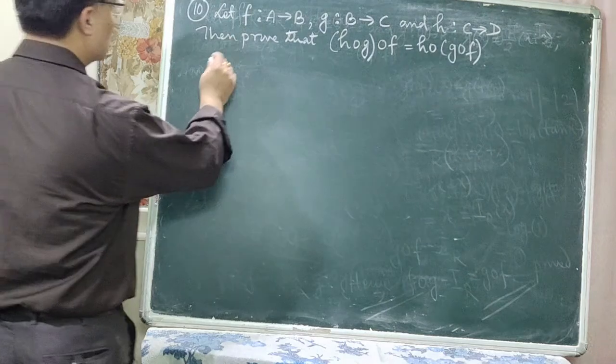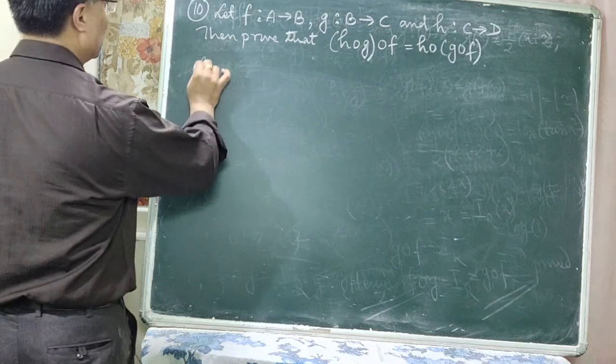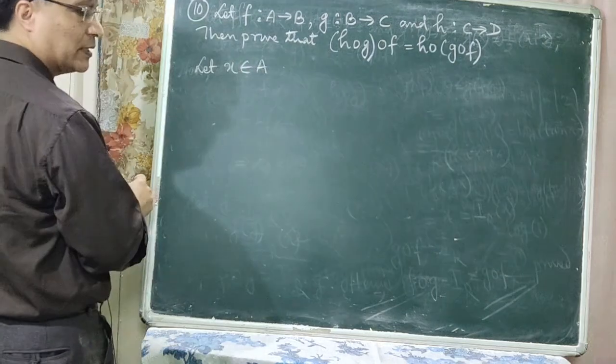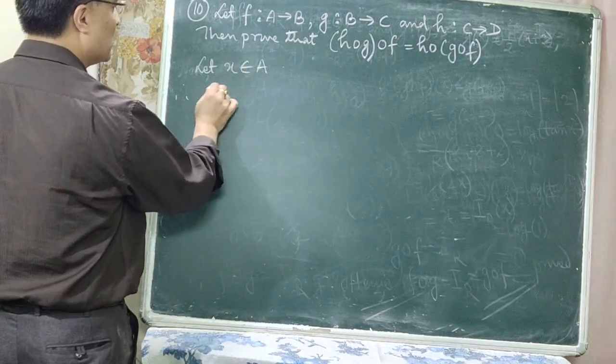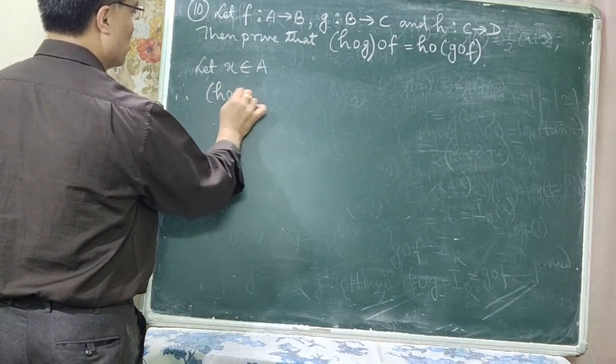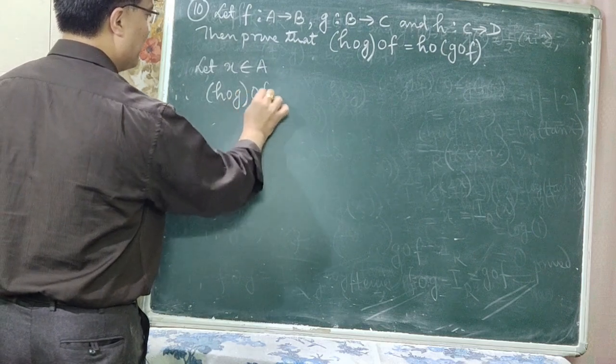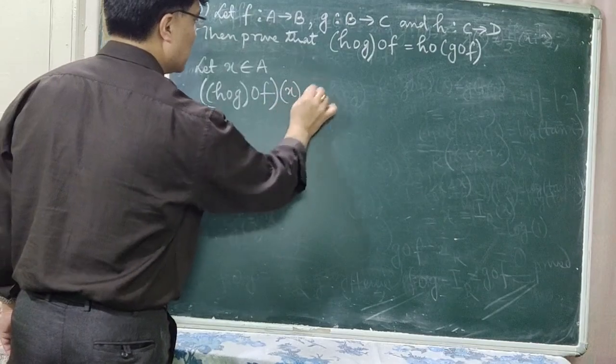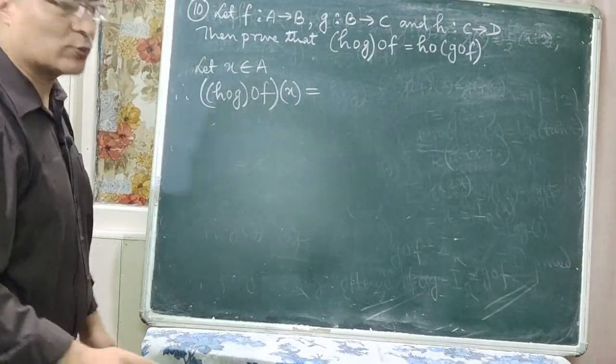Okay. So now let us write down that let X belong to the set A. Right. Let us write down the left hand side. So therefore HOGOF, let us write it within bracket of X, which is equal to, it is defined as what?